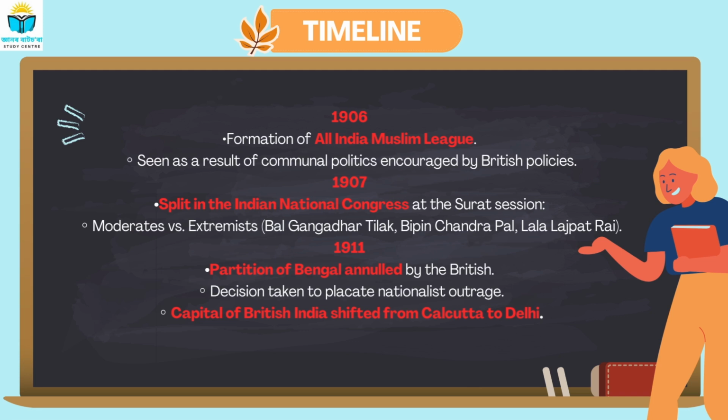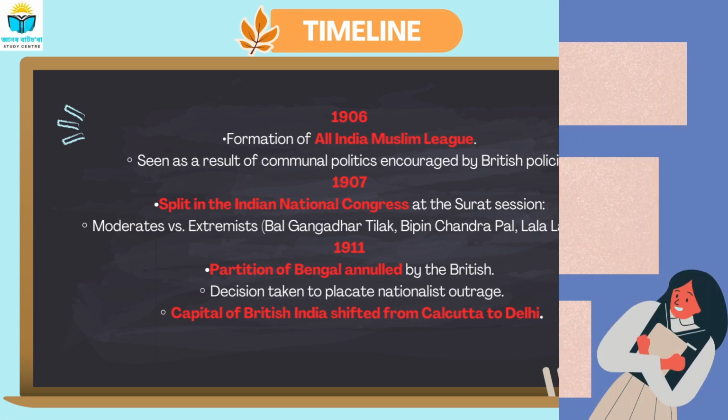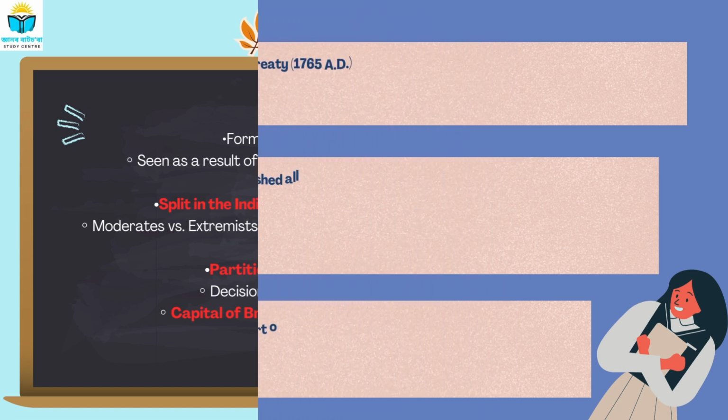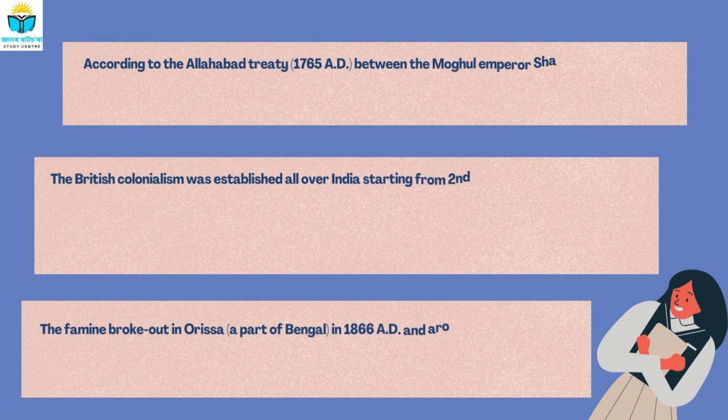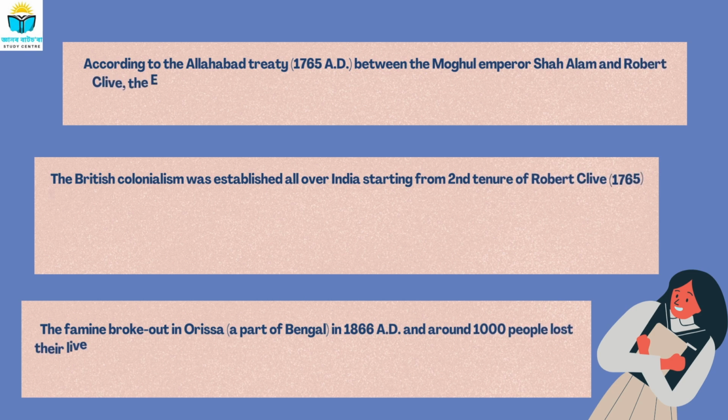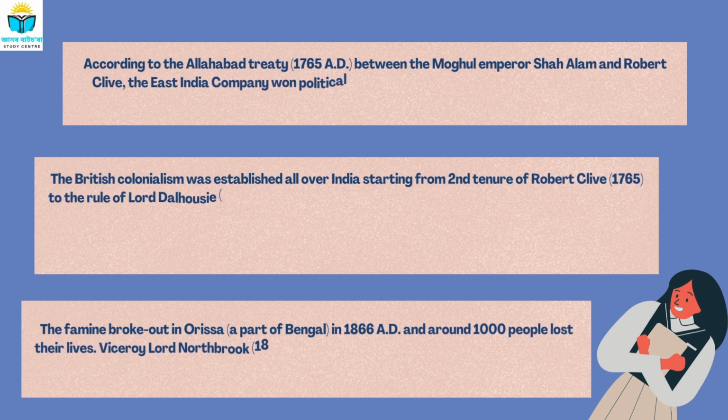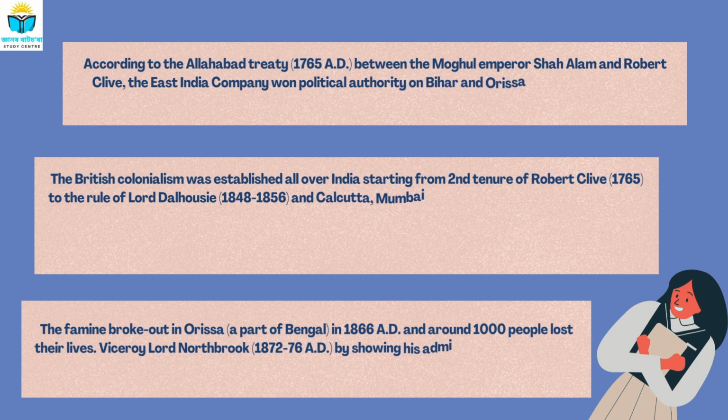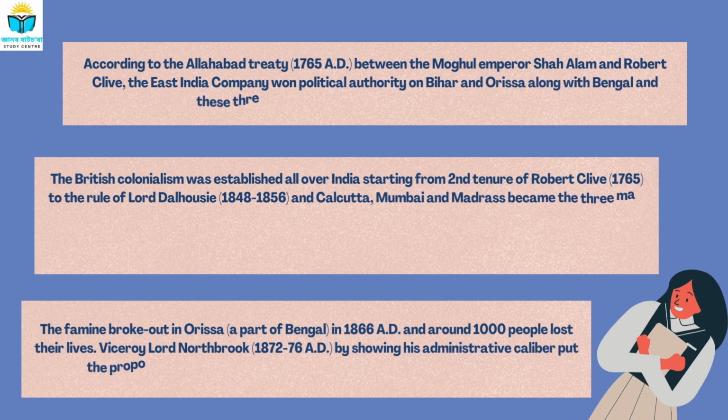1911, annulment of the Partition of Bengal. To calm rising nationalist anger, the British government cancelled the partition. In the same year, the capital of British India was shifted from Calcutta to Delhi. Your textbook includes some key information highlighted in special boxes. These will help you understand the context of the chapter more clearly. So let's take a look at them.